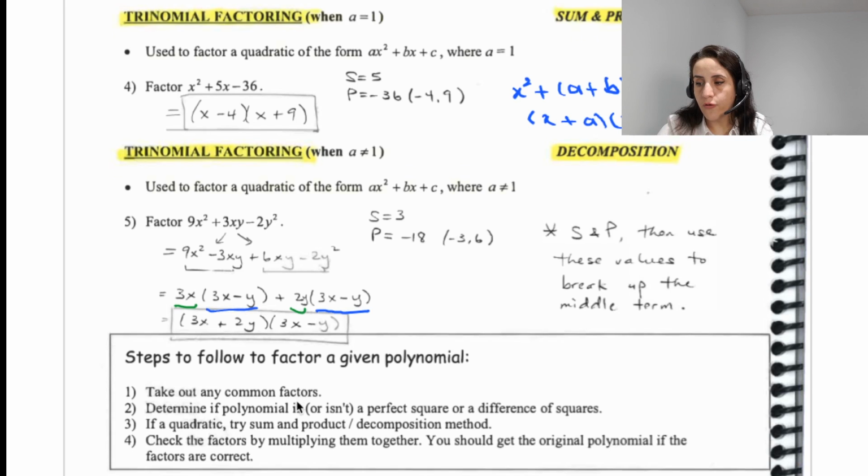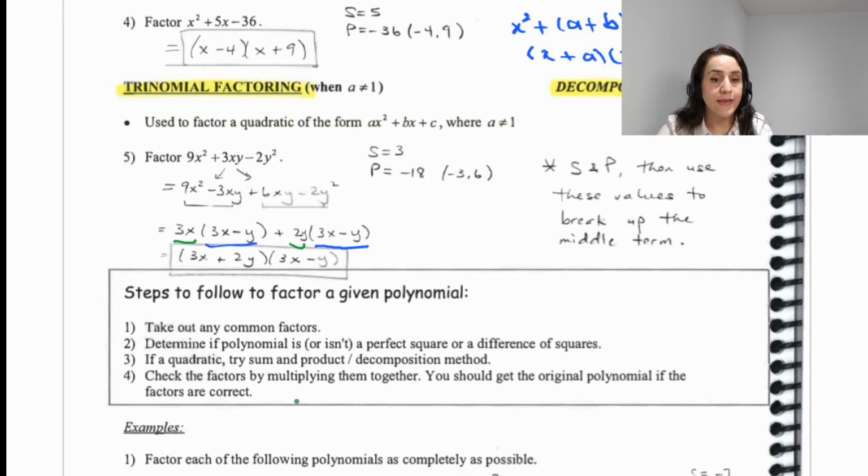Then the steps to follow to factor a given polynomial. Take out any common factor. It is the first and the main step, because I see that so many students keep forgetting this one, common factor. They start to do factoring without checking if there's any common factor. And most of the time in those cases, you are going to have a bigger expression. And if you just start using any formula or whatever, your numbers are going to be big, and it is not going to be that easy.